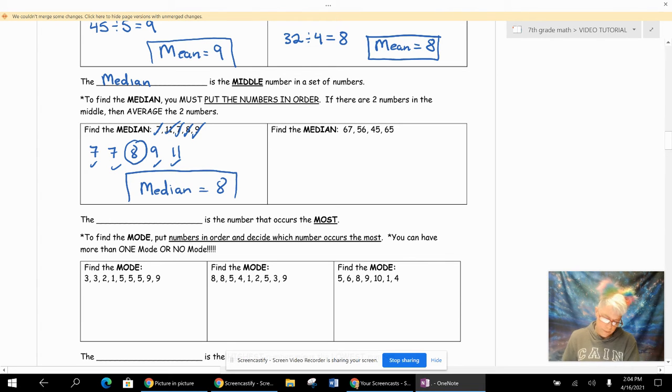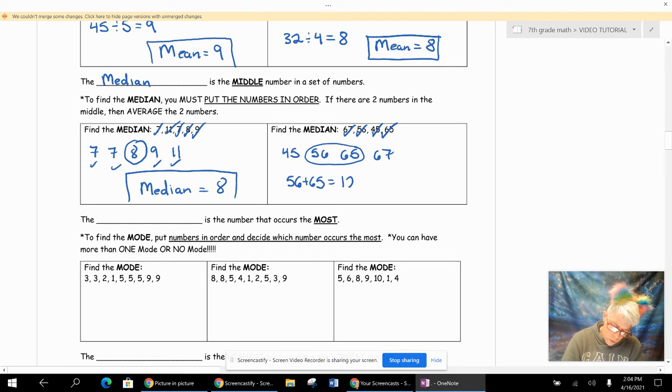Let's do that again. So first again, I need to put them in order. 45, 56, 65, 67. Okay. Now I can look right here because there's only 4 numbers and tell that there's going to be 2 numbers in the middle. So guess what? I have to find the mean average of those 2 numbers. If you remember what we just did a little while ago, I'm going to have to add them up, and then I have to divide by the number of numbers. So they add up to 121.